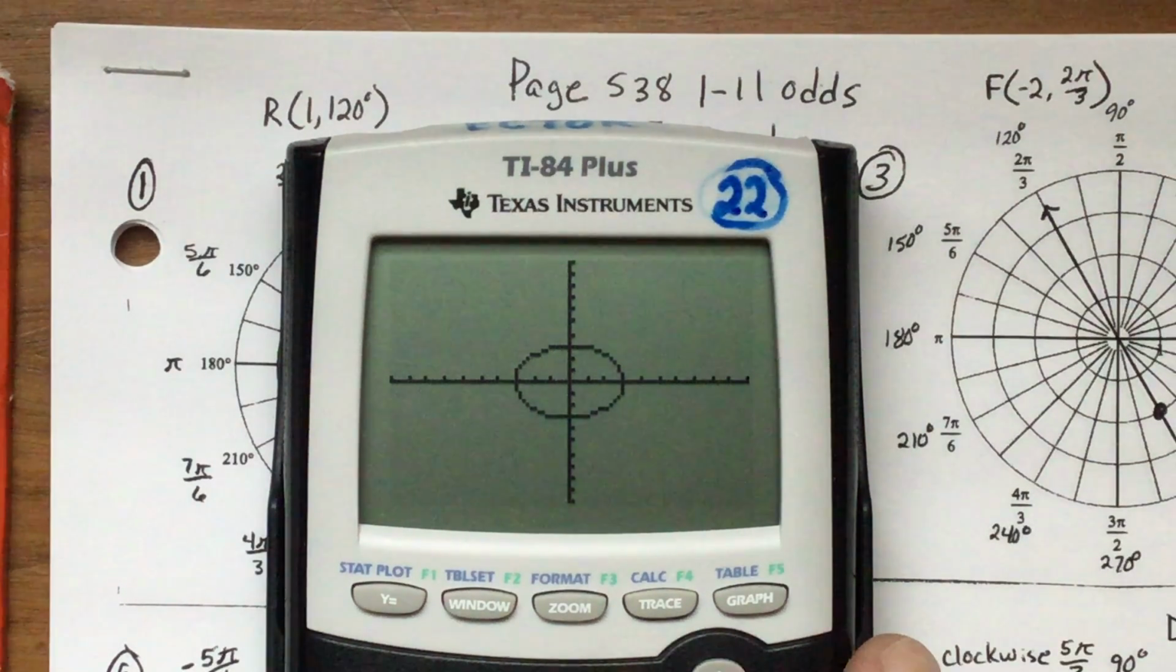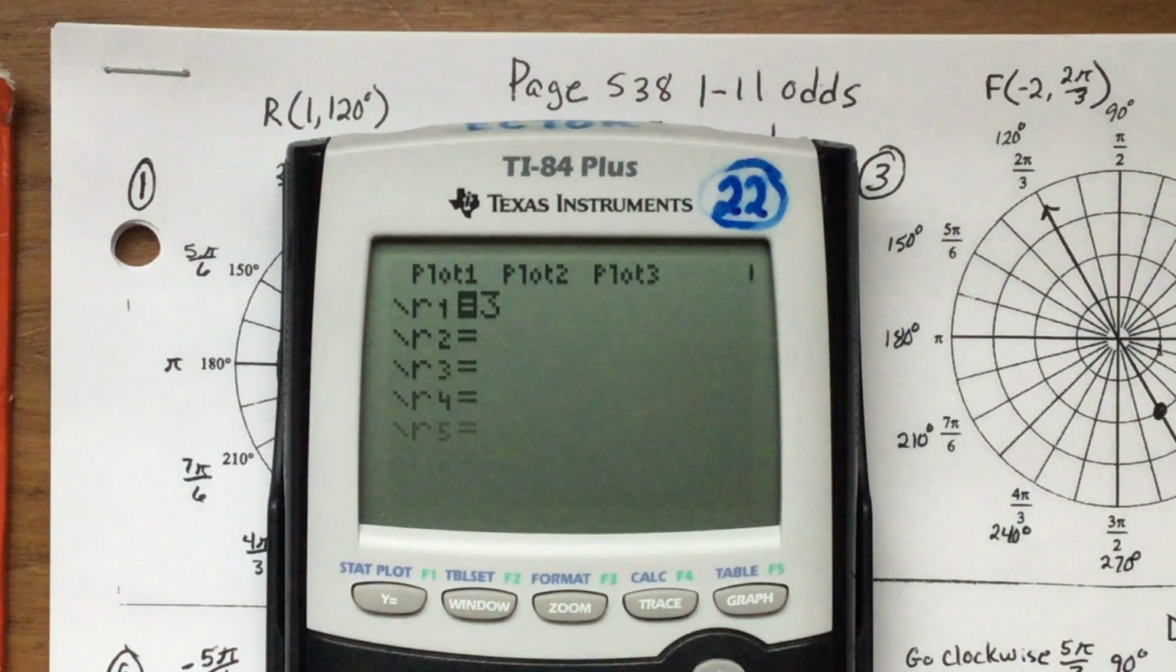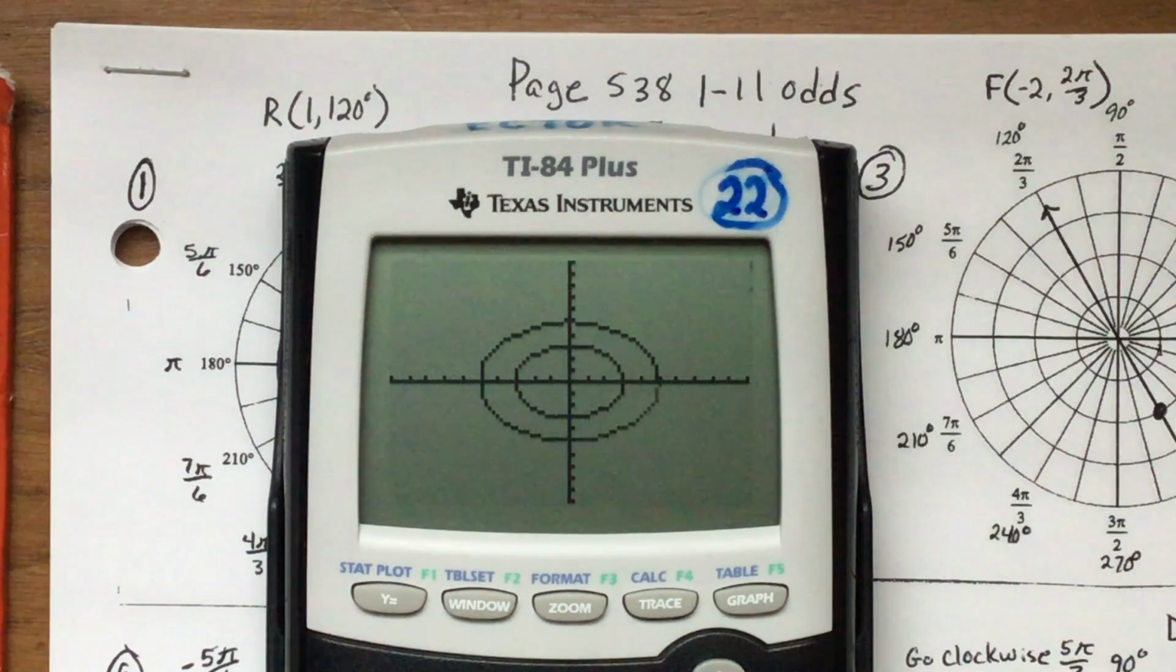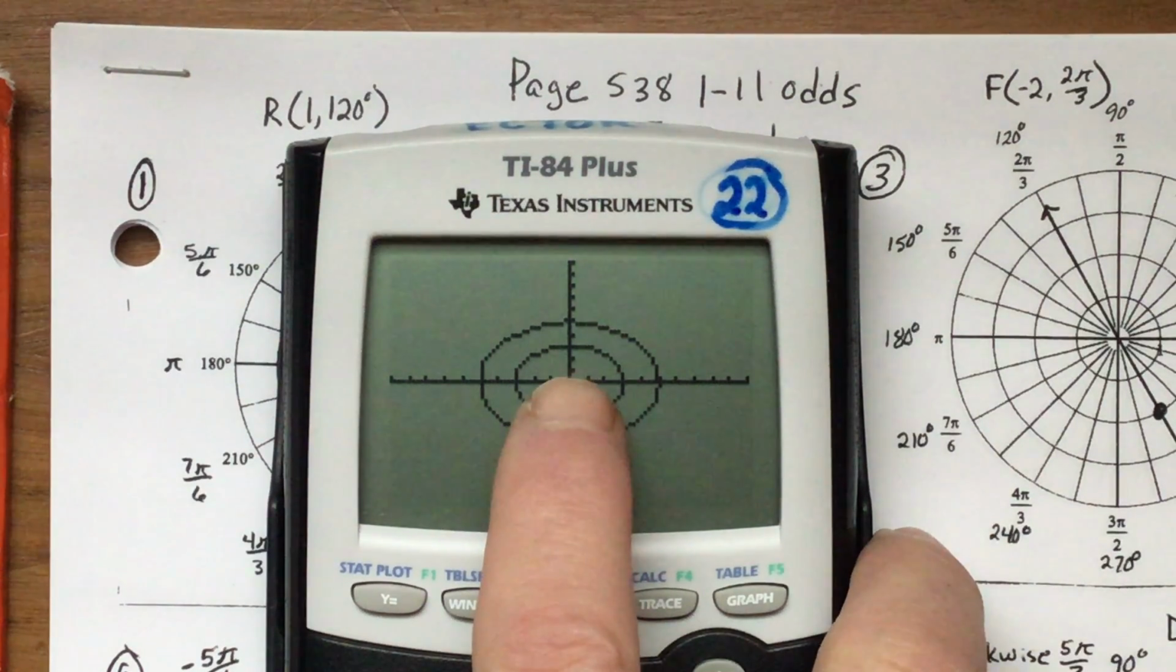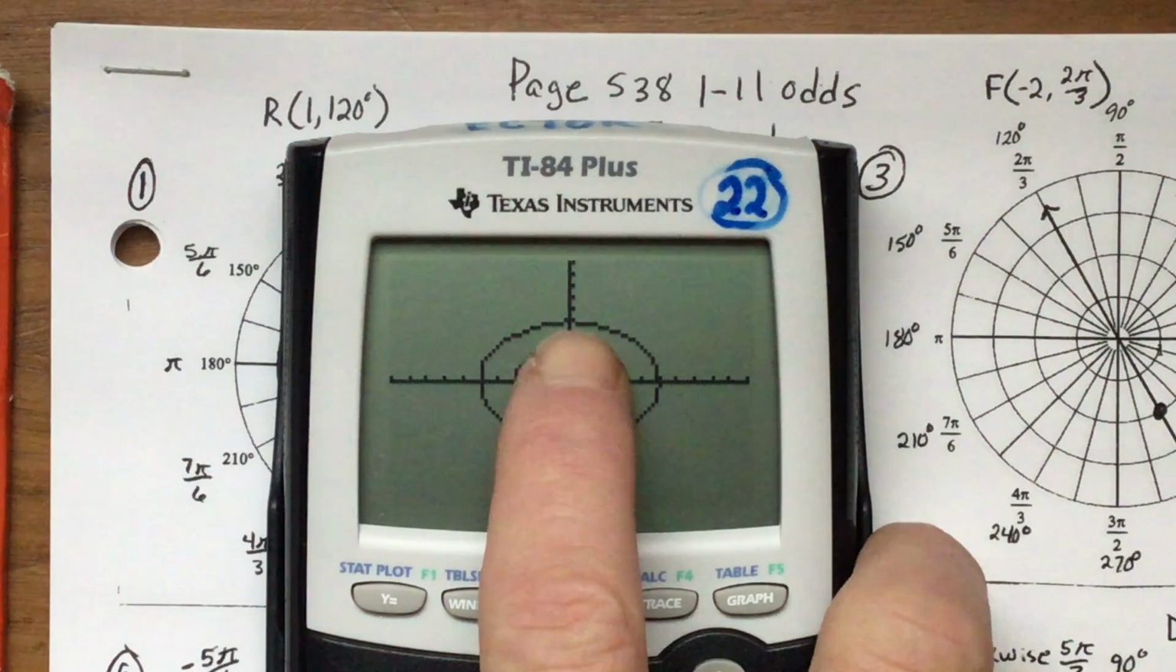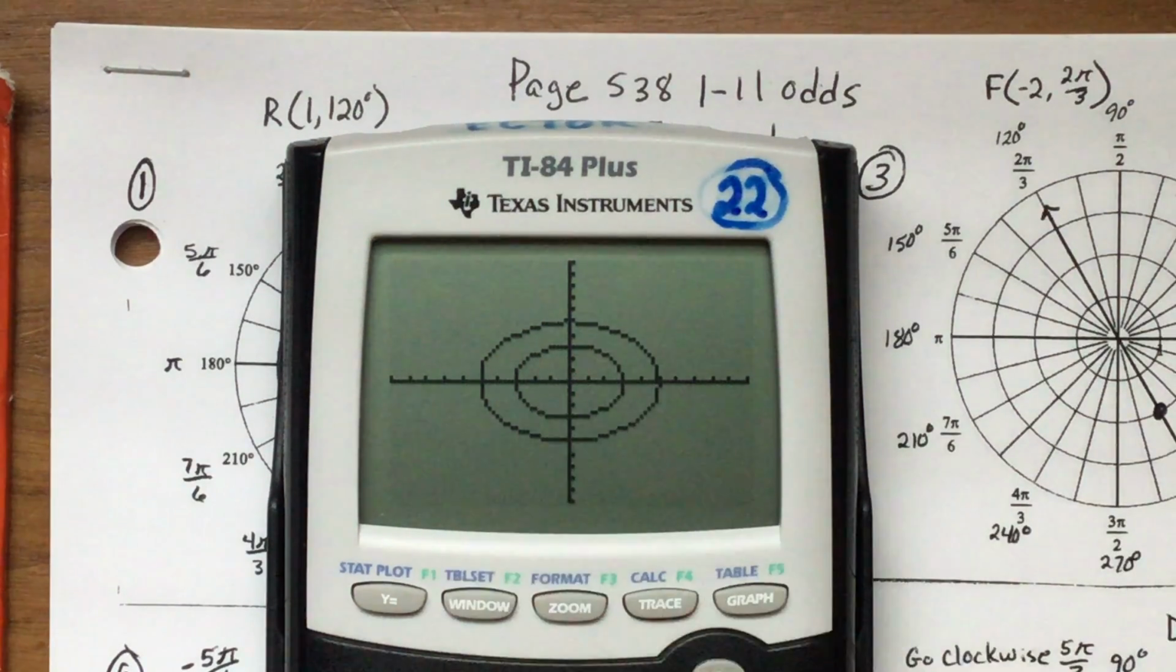Okay, so let's go back to y equals, go down the next line, type in 5, graph. Another circle, this time the radius is 5. The point being that you've moved 5 units from the origin in every single direction. You've moved 5 units.